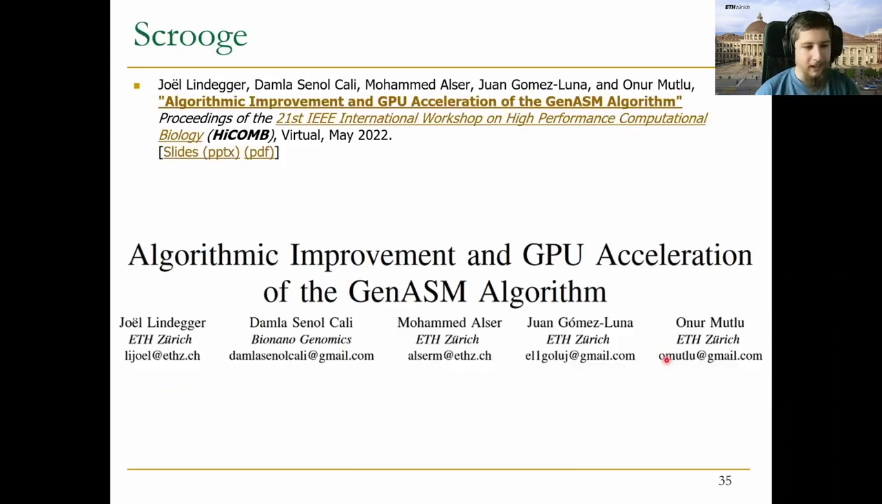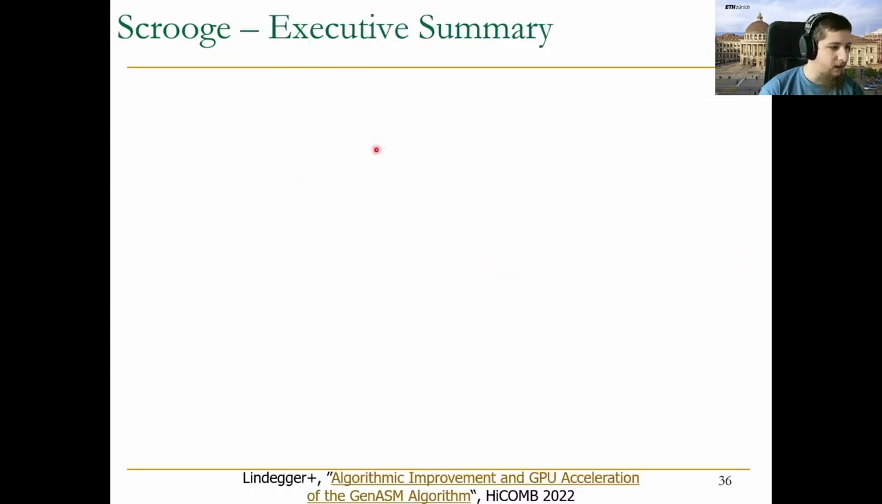So at this point, we can get to our recent work, Scrooge. And what we did in Scrooge is algorithmically improve the Genome algorithm, and of course then as part of it we did a GPU acceleration also. We presented this at HiCOMB just this May. It's a workshop in genomics, and a short paper is currently available on arXiv. You can see the link down below here.